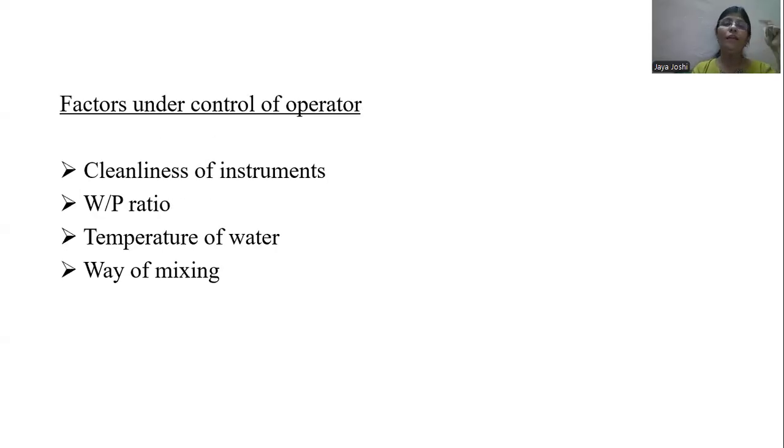Now, coming to the factors under control of operator. The first and foremost is the cleanliness of the instruments. One of the requirements for mixing of any material is that the instrument should be clean. In case of plaster, there is a chance that some of the particles from the previous mix might get affected.